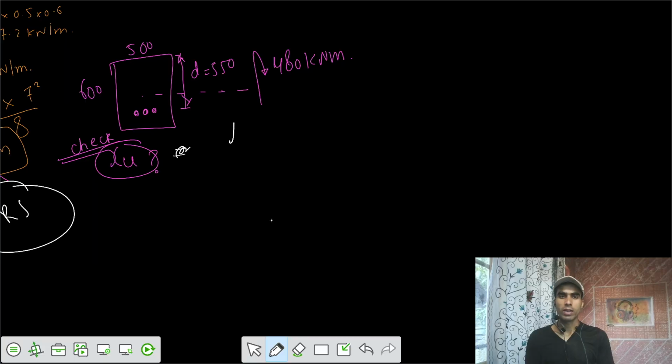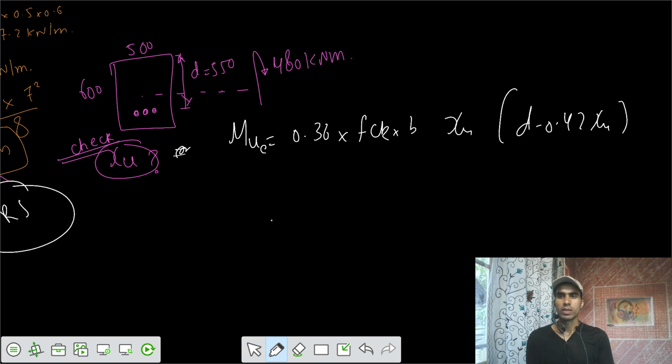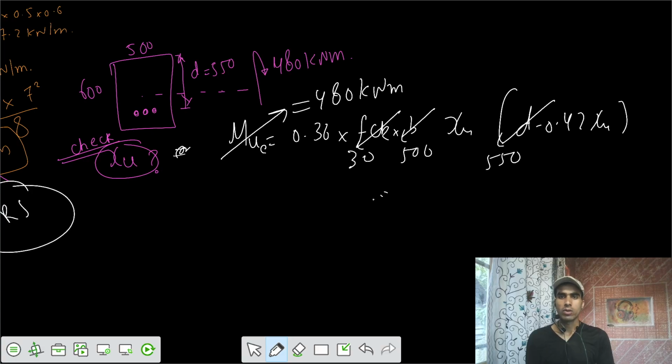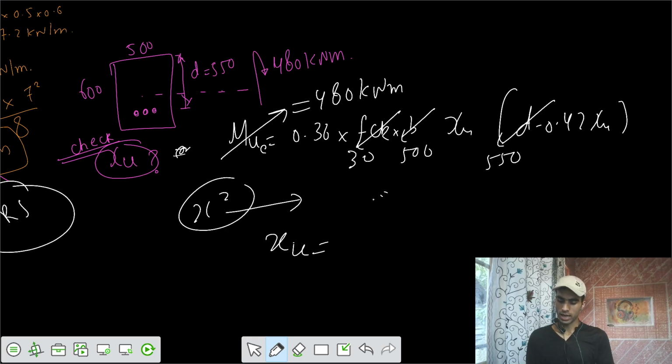So if I write that equation of Mu external equals 0.36 fck b Xu (d minus 0.42 Xu), can you get the value of Xu corresponding to the moment that is applied, equal to 480 kilonewton meters? If I substitute the values of fck as 30, b as 500, and d as 550, and then solve the quadratic equation, you would get the actual location of neutral axis at 188.85 millimeters.